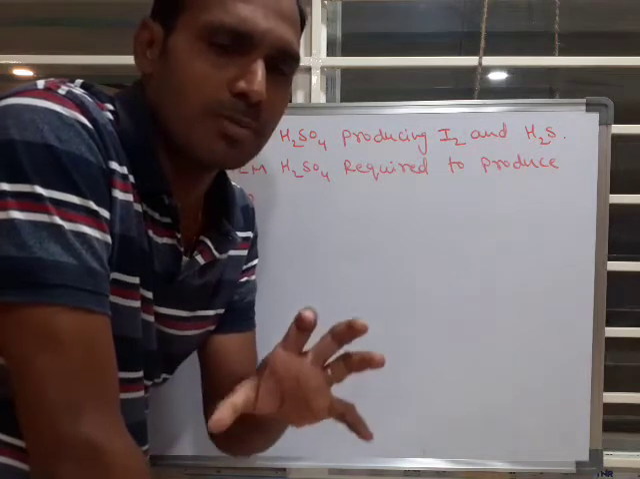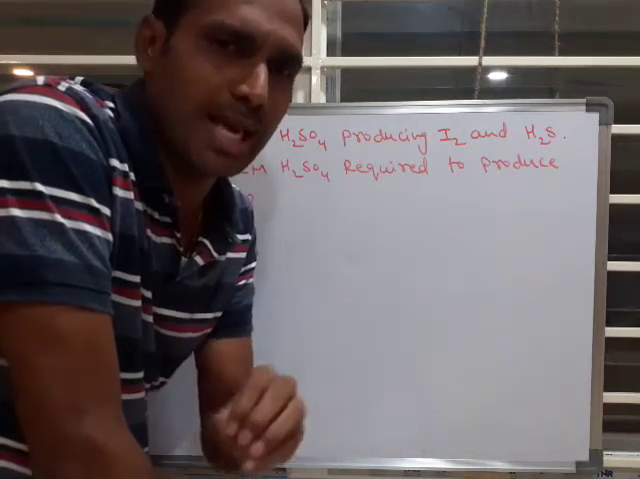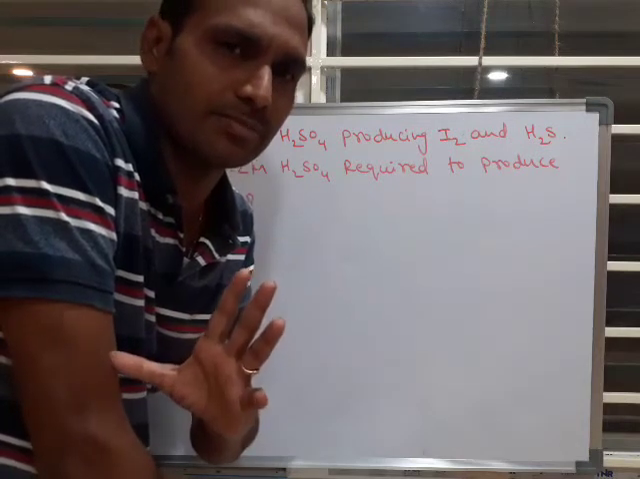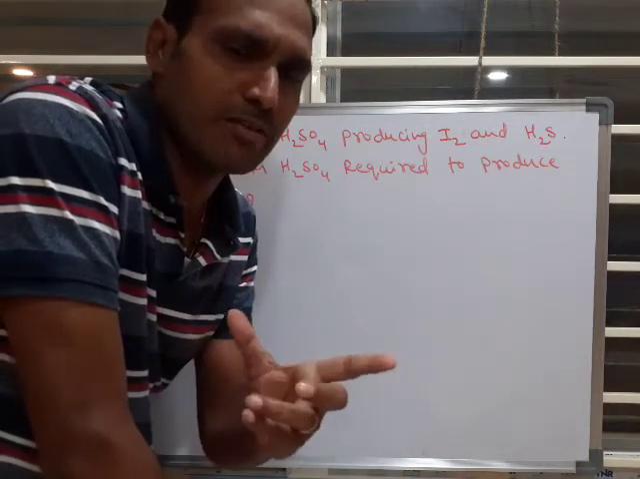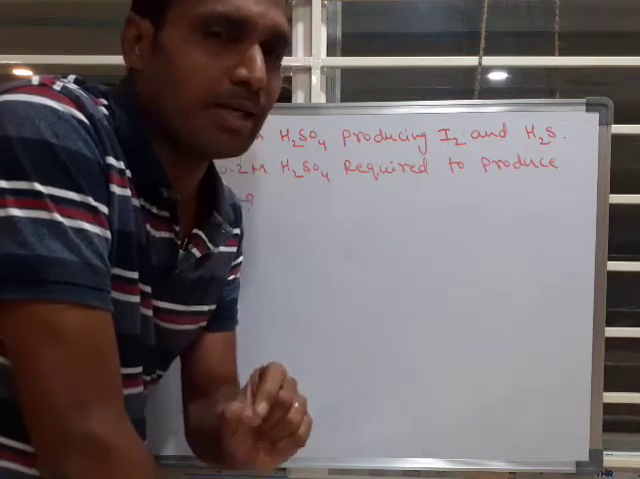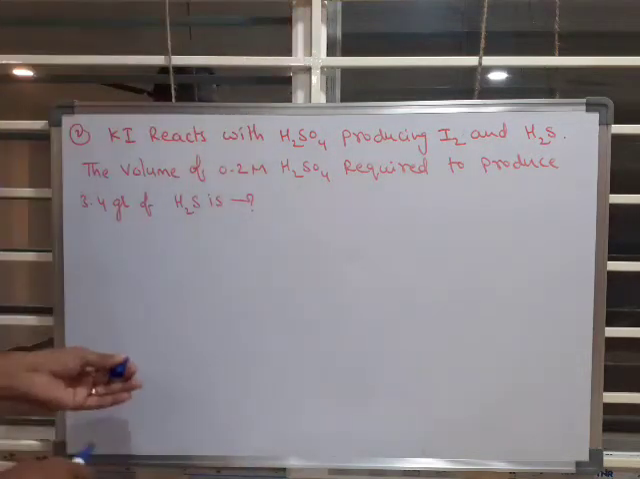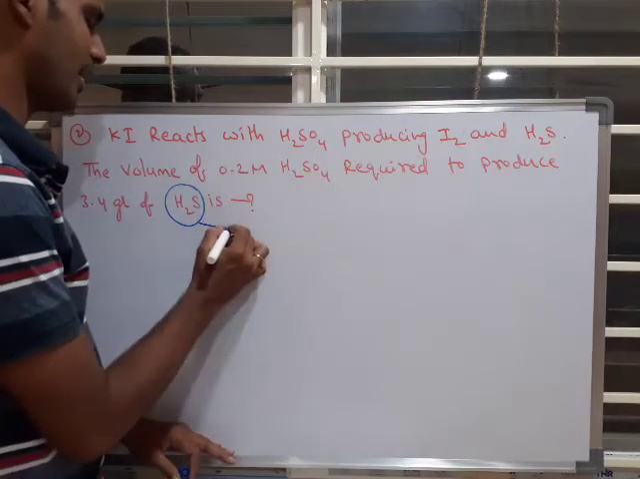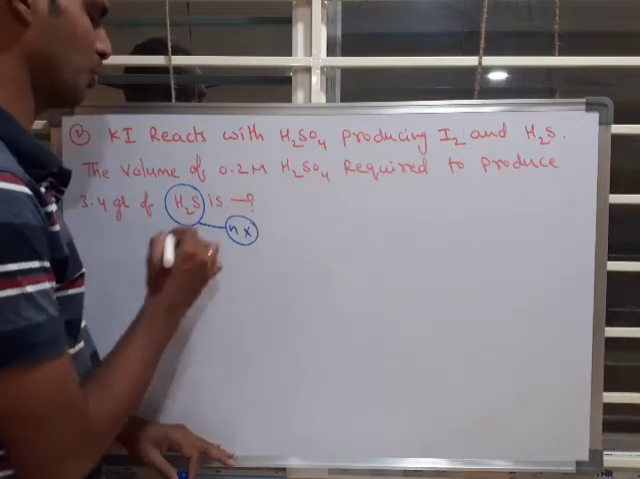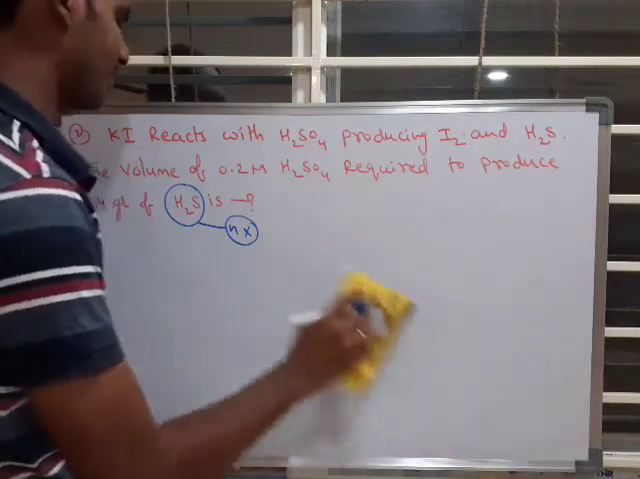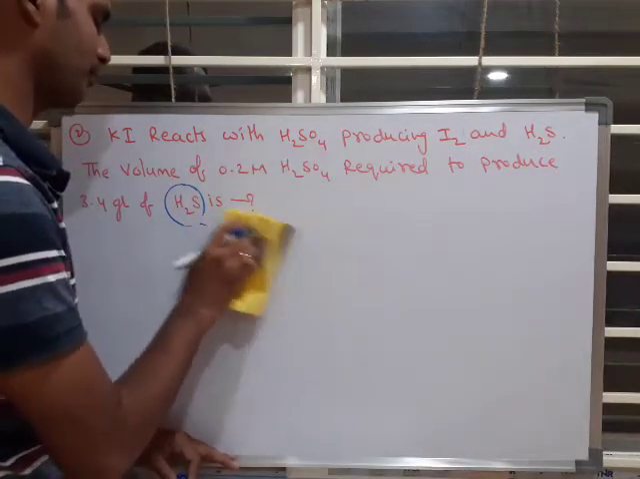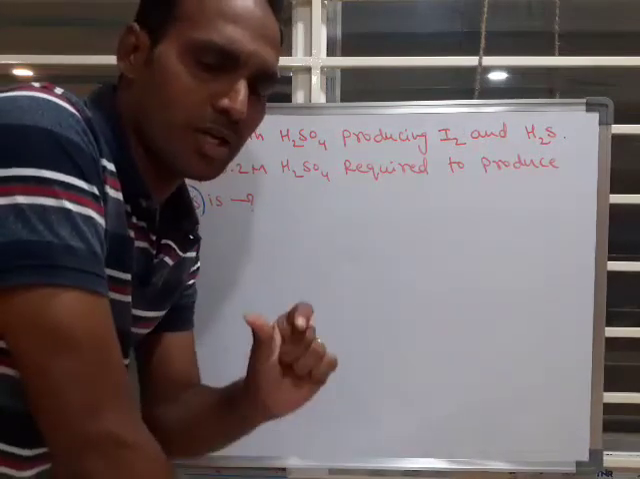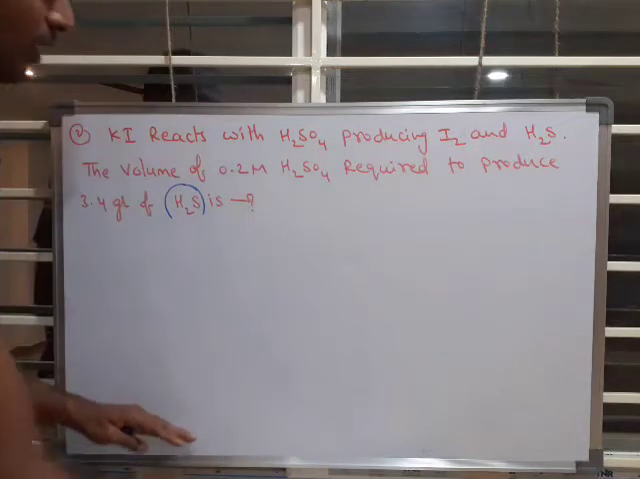But in the mole concept method we must know the total reaction, whereas for milliequivalents we must know the n factor. Here there is no information given to calculate the n factor of H2S, and there is no clue to find it. So for this problem we are using the mole concept method.